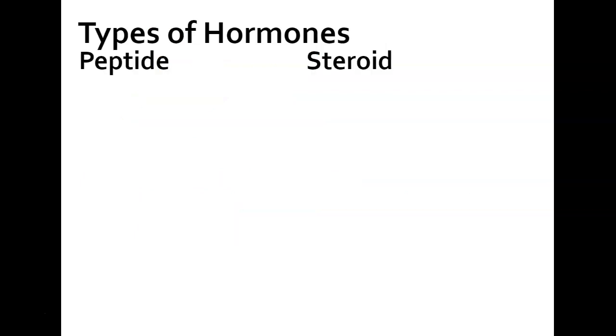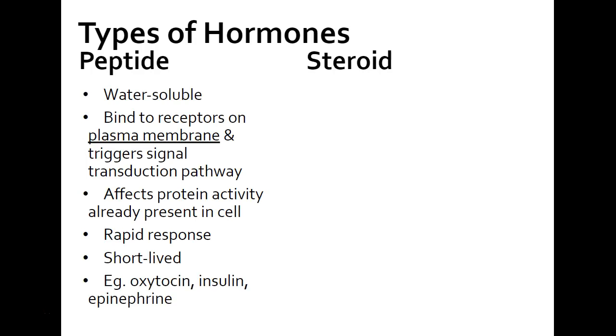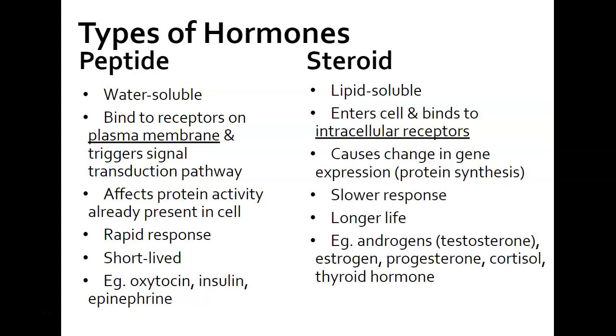Okay, so this has been alluded to in the past, but just to go through what this is, there are two major types of hormones. There's peptide hormones and steroid hormones. Peptides are water soluble, so that means that they cannot just pass through the plasma membrane on whatever target cell they want. So they need to actually bind to the receptors in the plasma membrane and trigger a transduction pathway.